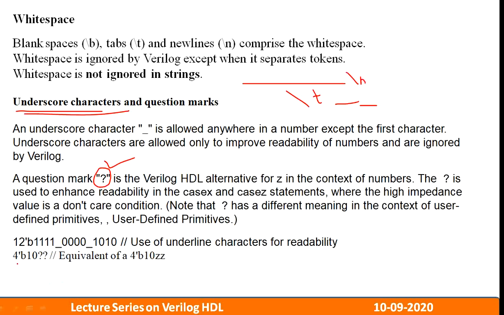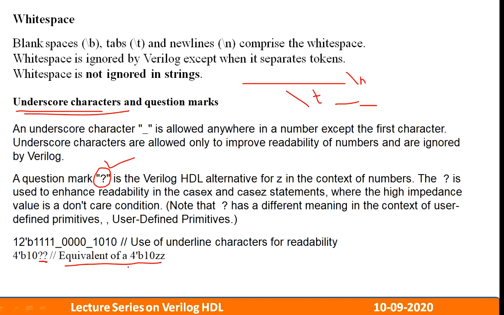So for example, here 4'b10?? because I don't know what is over here, I can write it as 0 or 1, and I can even represent the same thing with the high impedance value. I can represent these two bits which are represented by the question mark in the form of a z value as well. So this is all about comments, white space and number system that I wanted to cover in this lecture.